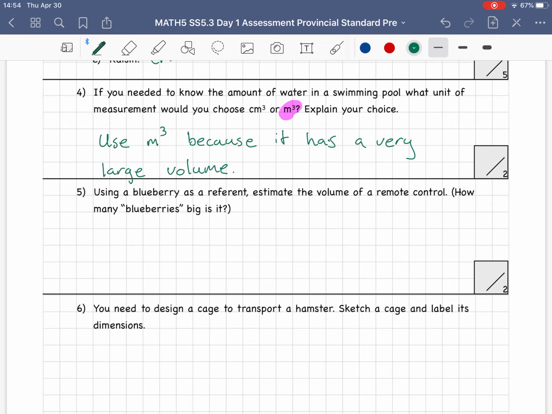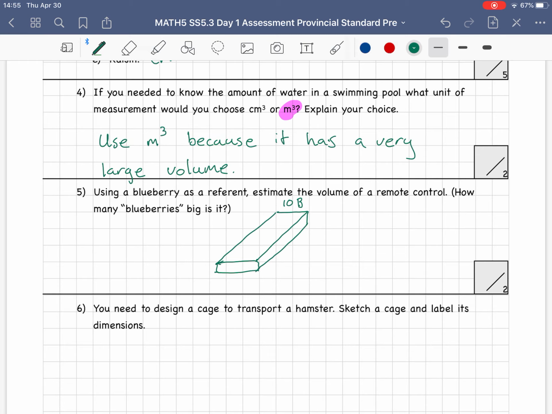Number 5, using blueberry as a referent, estimate the volume of a remote control. How many blueberries big is it? Well, I went out and I got a remote control and I took a look at it, and my remote control looked a little bit something like this. It was a pretty narrow rectangular prism.